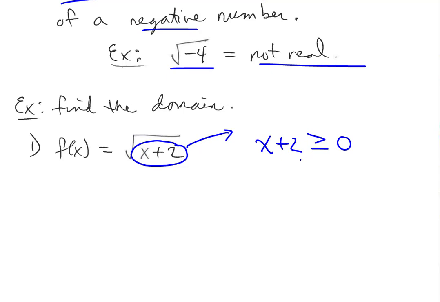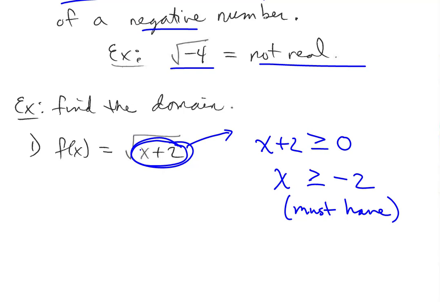Now we solve this using the inequality skills we already know. Of course, subtract 2 from both sides, and you'd end up with x is greater than or equal to negative 2. So that's the final result. This is what we must have, because x cannot be anything but 0 or higher in order to be underneath a square root. That's what we just discussed.